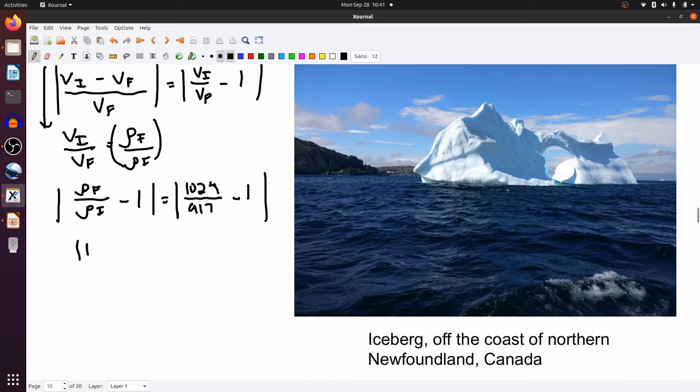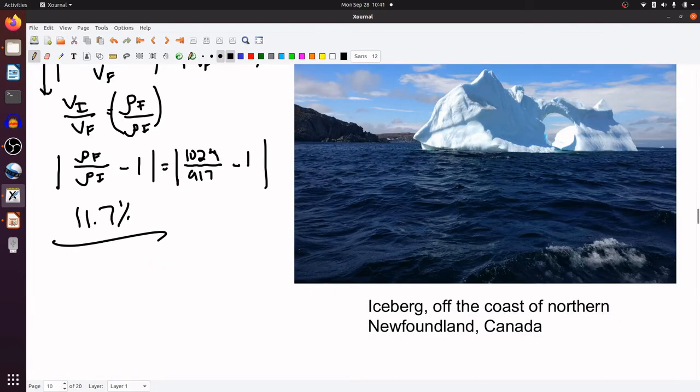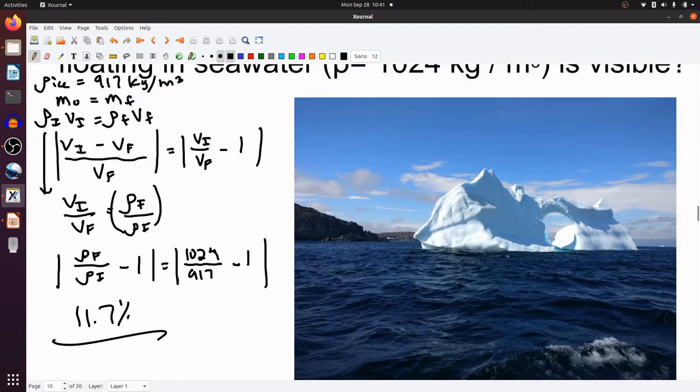It's a pretty constant value. So any iceberg that you see, so I was off the coast of Newfoundland and I saw this iceberg and took its picture. This iceberg, I'm only seeing around 11.7% of it. Basically somewhere between 11 and 12%.